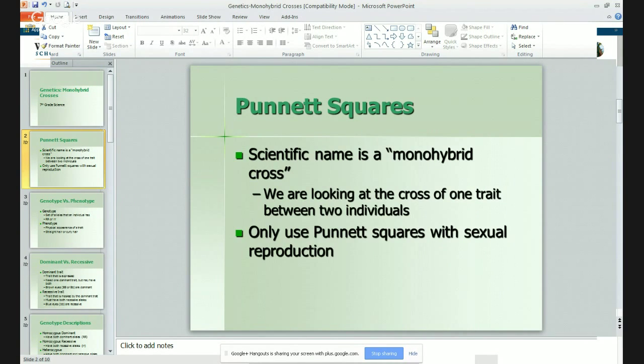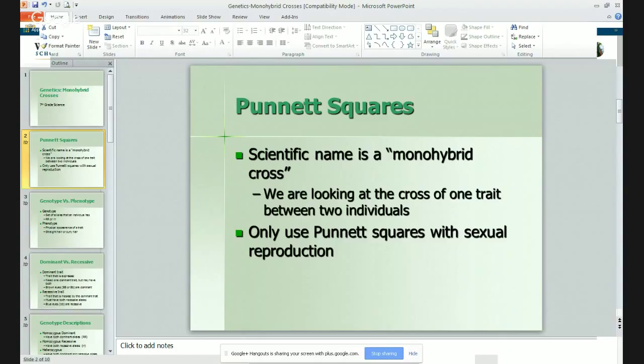Monohybrid just means one. Hybrid means a blend, kind of like hybrid cars use a blend of gasoline and electricity to run. And then it's crossing two individuals. So mono, one, hybrid, blend, cross, two individuals. In this case, we're looking at one trait being crossed between two individuals, like hair color or eye color or blood type or something like that.